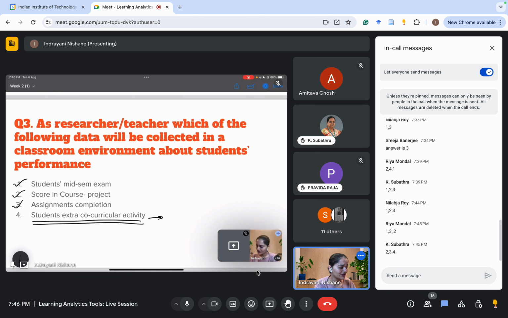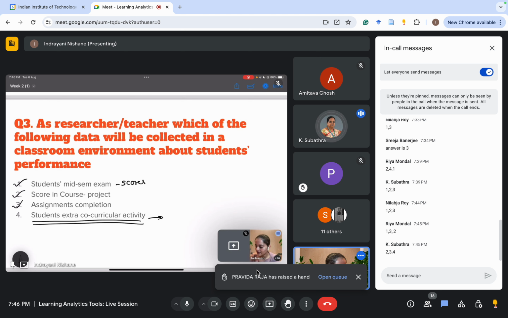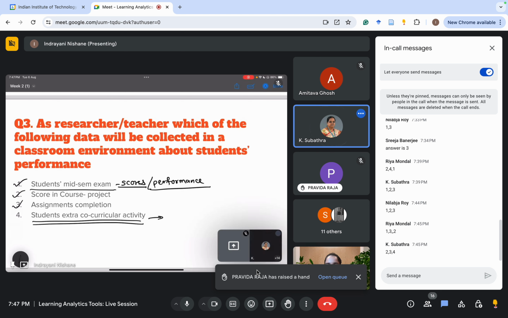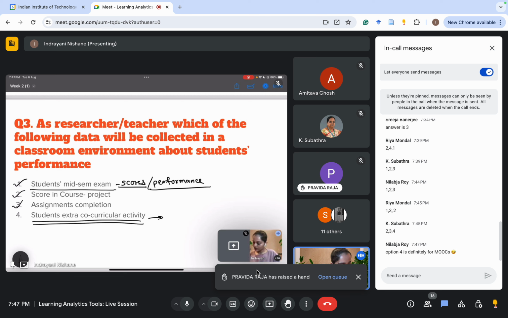Oh, okay. I'm assuming the scores here. So if we think about it that way, then yes, but students' mid-semester performance or scores. My explanation was, I assume that it's score or performance. So let me mention it here. Yes. So we will consider it as their performance or their score in their mid-semester exam. Okay. I see another hand raised. You can unmute and ask the question.